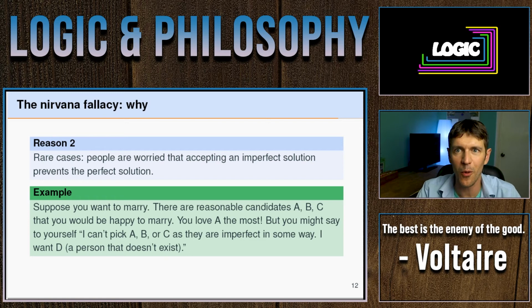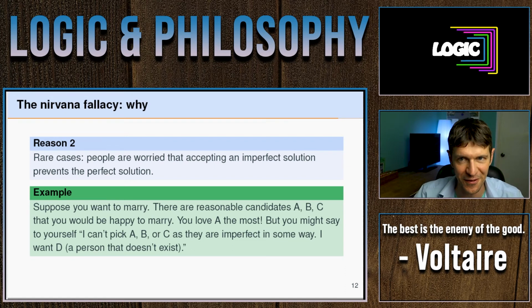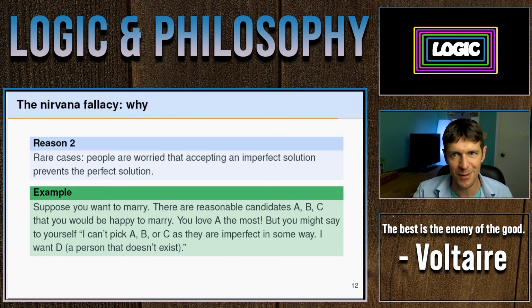So I want to look at one more case, one more reason why people might commit this fallacy. And this is, I think sometimes people have the worry that picking an imperfect solution will prevent them from achieving a perfect solution. But the interesting thing is it's actually a lot of times the other way around. That is, the desire for a perfect solution gets in the way of accepting an imperfect solution, which just makes your life miserable. So let me give you an example of this.